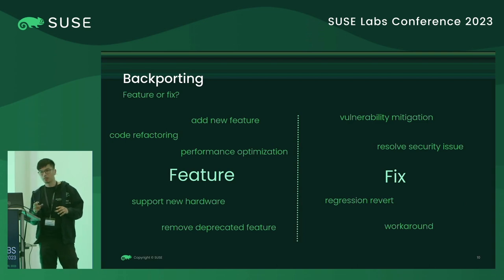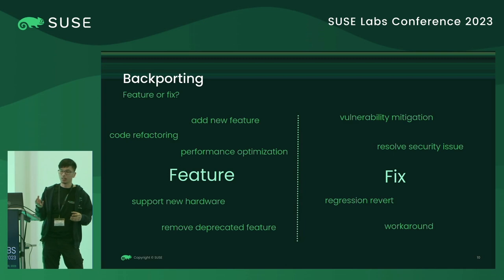But not all commits are equal. If you roughly look at the commits, you can categorize them into two categories. One kind of commit is the feature commit. The other is the fix commit. A feature commit could be more than just a feature, maybe refactoring or optimization, but mainly it does quite a lot of change. On the other end of the spectrum is the fix. Well, it fixes something.